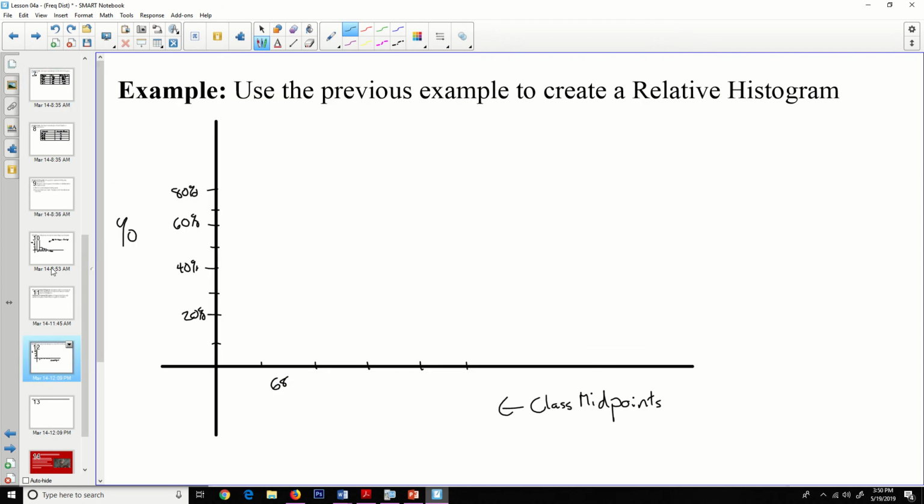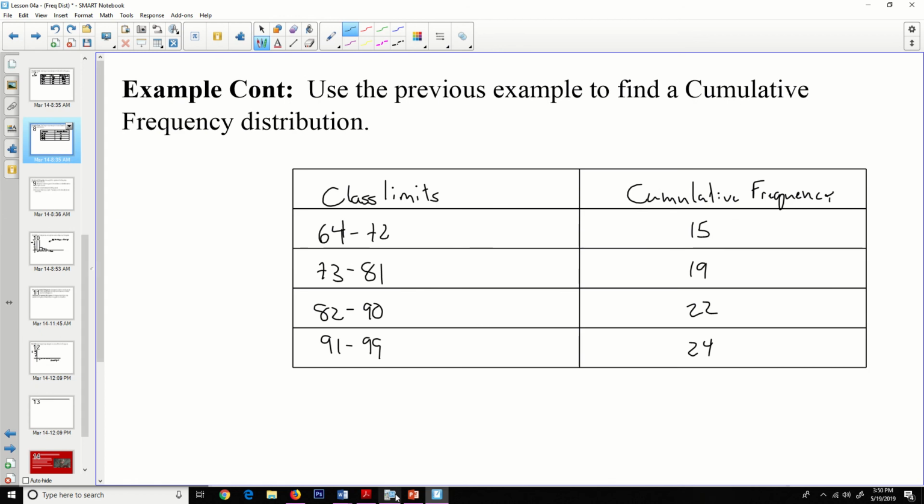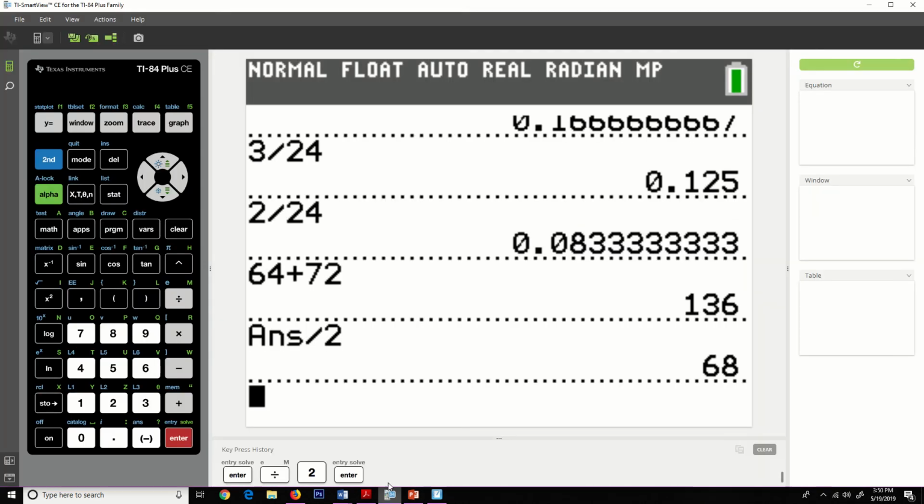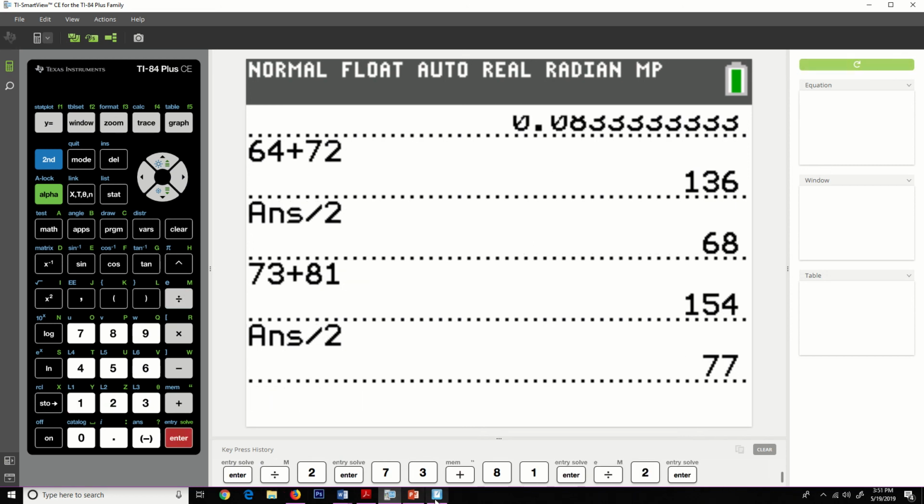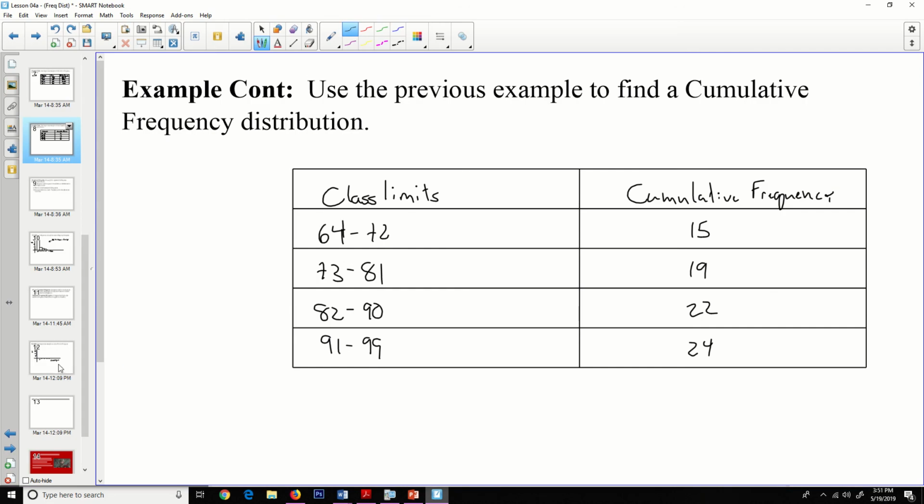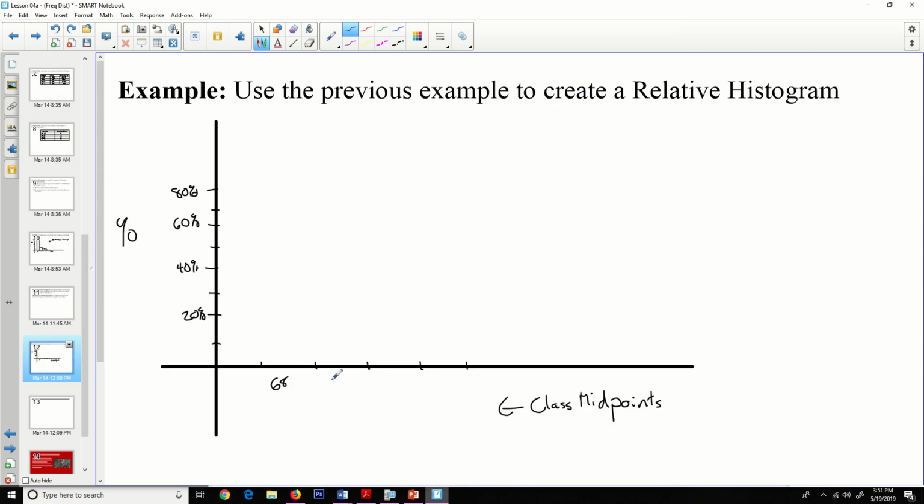And then that next class, 73 plus 81, equals, divided by 2 is 77. So we'll go 77 right there.